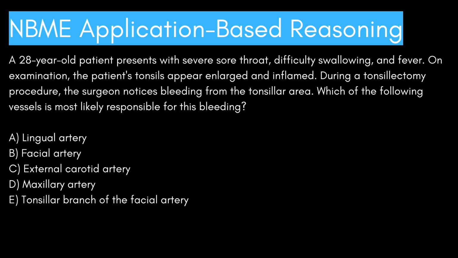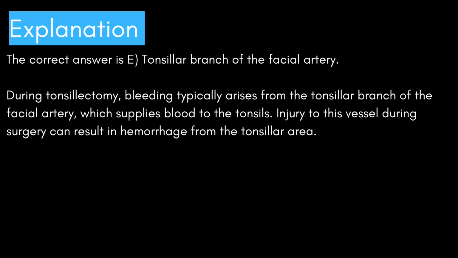All right, I think I gave you guys enough time here. I'm gonna move on to see what the correct answer is and what the reasoning behind it is. If you need more time, feel free to pause the video. Otherwise, moving on now. The correct answer is E, tonsillar branch of the facial artery. During tonsillectomy, bleeding typically arises from the tonsillar branch of the facial artery, which supplies blood to the tonsils. Injury to this vessel during surgery can result in hemorrhage from the tonsillar area.